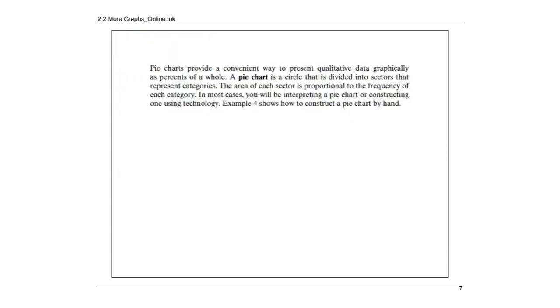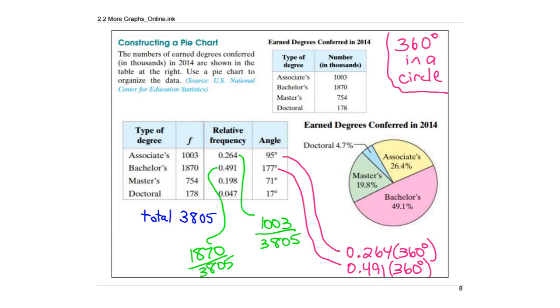Okay, so pie charts. We've been looking at lots of pie charts, but let's take a look again. All right, so we did this in the DSMA, but this is a pie chart. We're looking at the numbers of earned degrees conferred in thousands in 2014. So we have associates, bachelor's, master's, and doctoral. We have our frequency here, and then we found our relative frequency. So we added up all 4 frequencies. That gave us 3,805.